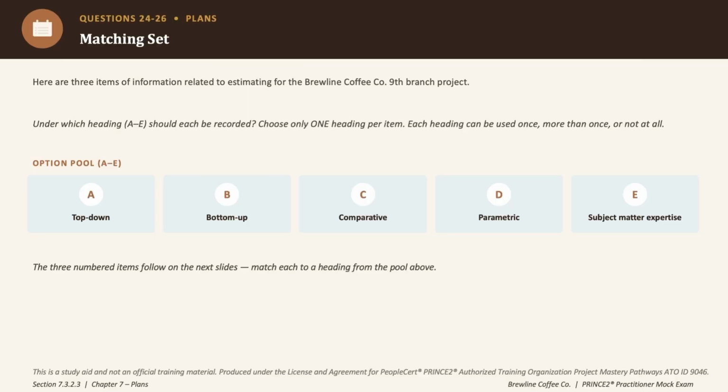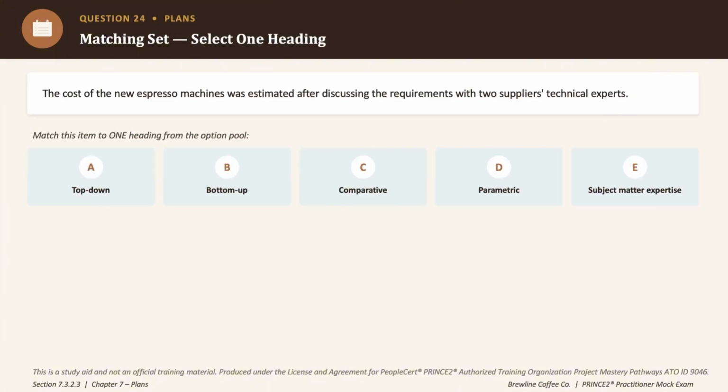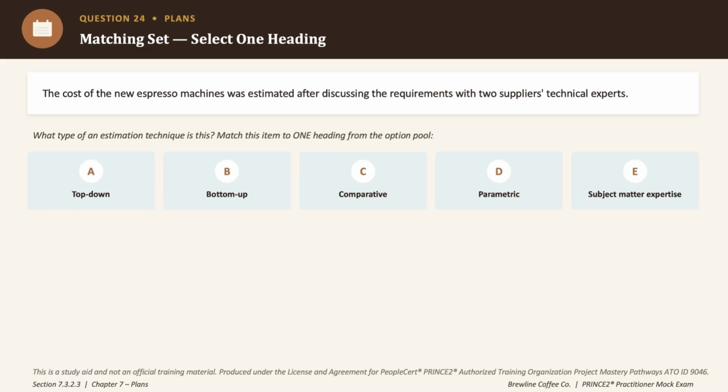Next, moving on to the plans practice, questions 24, 25, and 26 are part of a matching set type question where you need to match the answer options to the statement as mentioned in the question, okay? So let's start with question number 24. Now, the cost of the new espresso machine was estimated after discussing the requirements with two of the supplier's technical experts. Now, the question is, what type of an estimation technique is this?